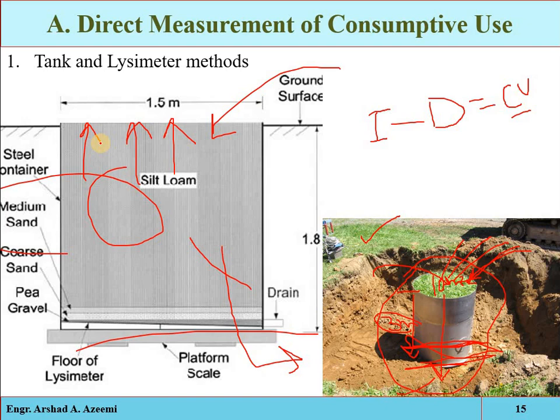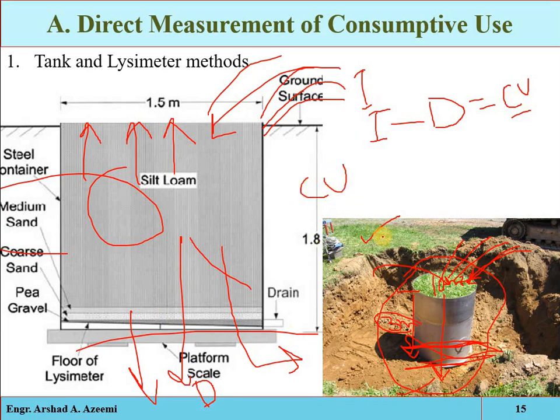You have to note these values down, that suppose, for example, for the whole season you have applied 5 irrigations. So in each irrigation how much water you have applied, and in each irrigation how much water is drained out. So the difference between the total applied water and the drained water will be the total seasonal consumptive use for the given crop at a given area. Clear?